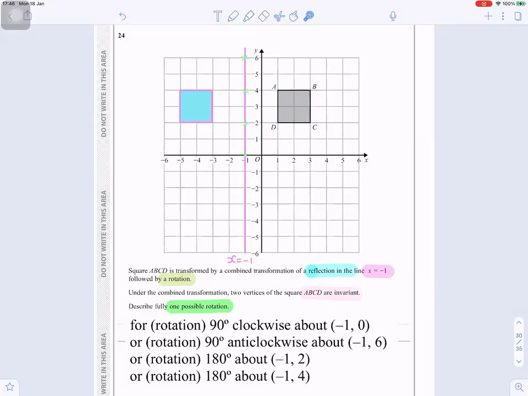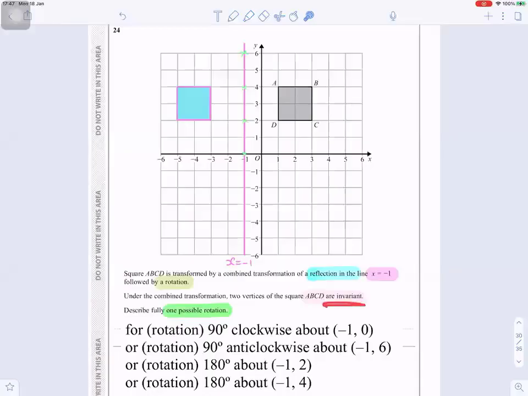So one rotation is 90 degrees clockwise about (-1, 0). If you have (-1, 0) as the center, you can do 90 degrees clockwise. Or a rotation of 90 degrees anti-clockwise and the center will be (-1, 6). So you use this as the center, rotate it 90 degrees anti-clockwise. Or a rotation of 180 degrees about center (-1, 2). So those are the other choices.